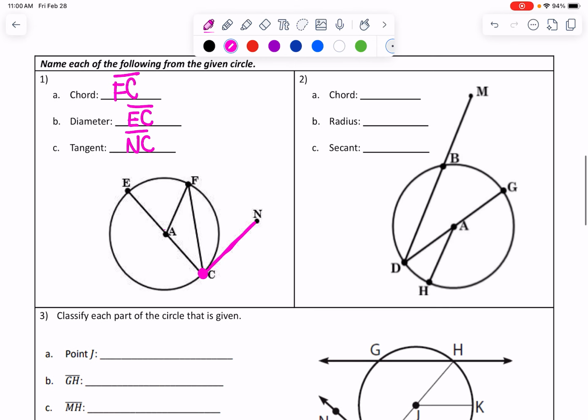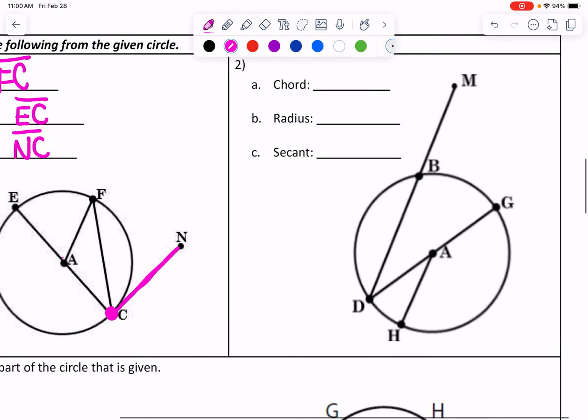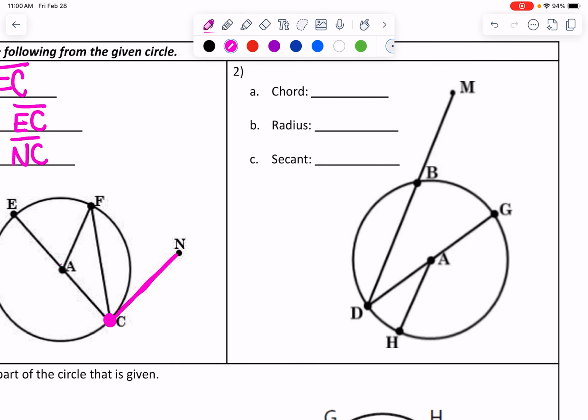We're going to continue on with this. So now we're going to look at chord, radius, and secant. A chord, remember, is what stays inside the circle, that's the key part. So let's say this is the center point. It needs to be a line segment that doesn't go through that. So the only line segment that doesn't go through that would be B to D.